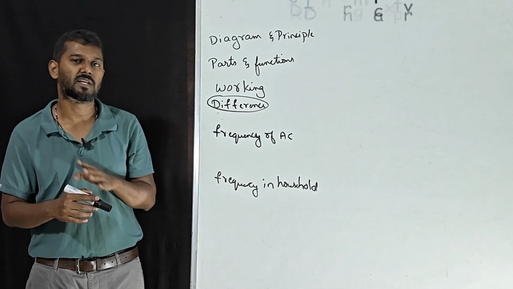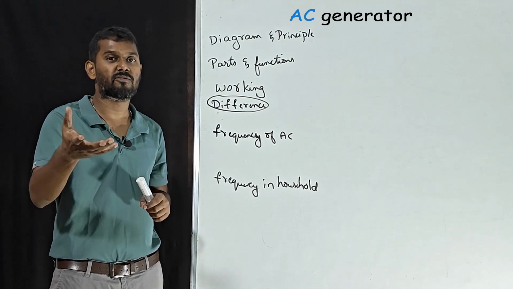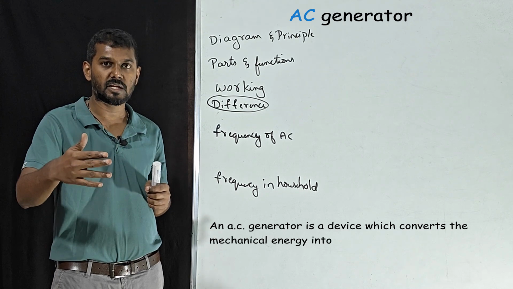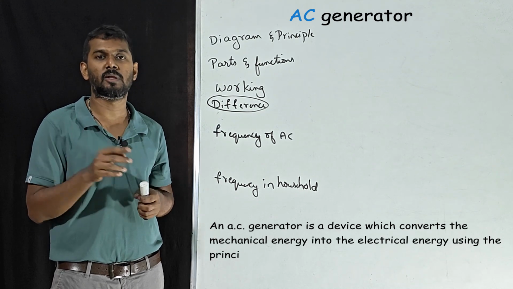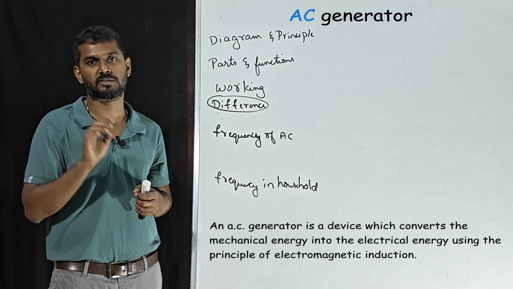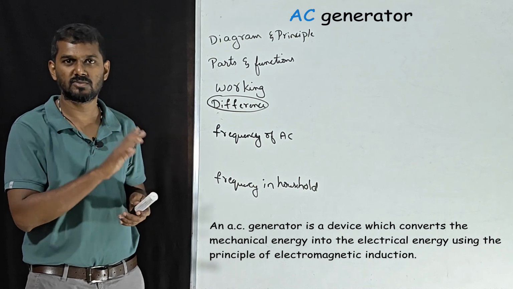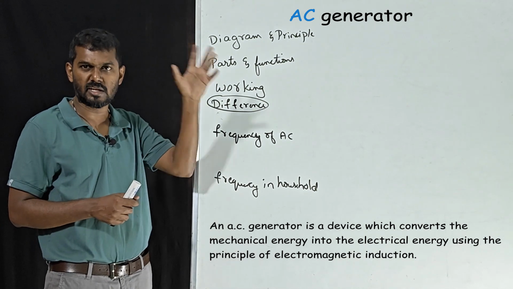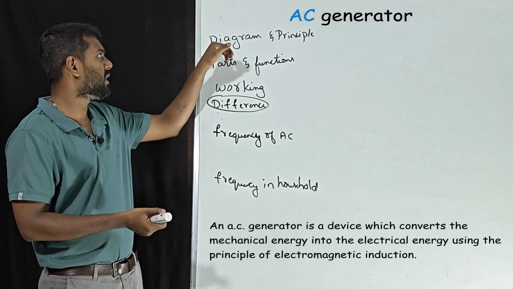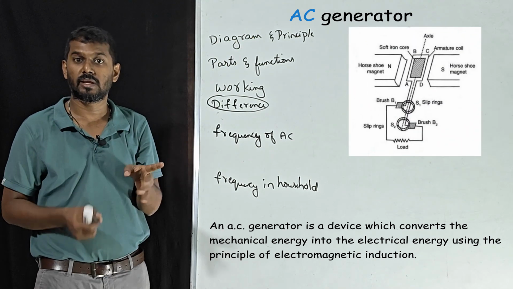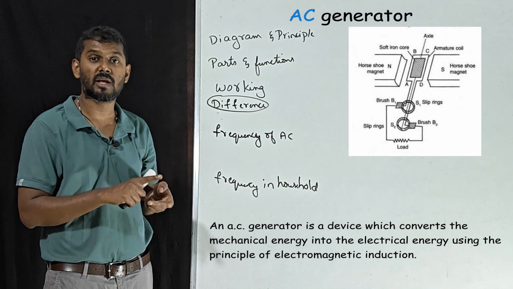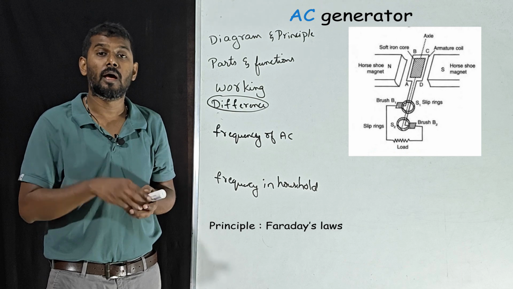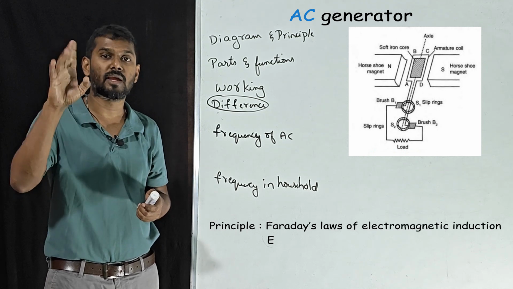Now we'll talk about AC generator. First we'll understand the definition of AC generator. AC generator is a device which converts mechanical energy into electrical energy and which works on the principle of electromagnetic induction. That is what we have learned in the beginning of this chapter. Now listen. When it comes to AC generator, the important things are diagram and principle. AC generator and DC motor diagram can be asked for 3 to 4 marks. The principle of AC generator is electromagnetic induction.